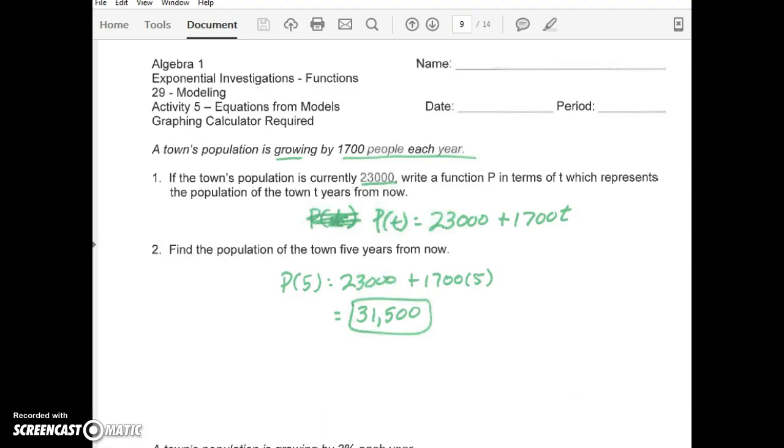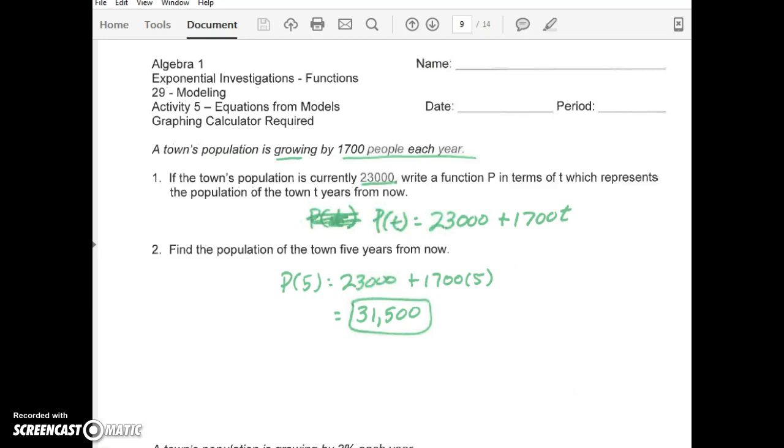In Activity 5 from Section 29, we are creating models from contextual situations. And then we're going to be using those situations to analyze and go a little bit further and actually find some values. So the first problem, we have a town's population is growing by 1,700 people each year. So right there, that number 1,700 increasing every single year, that indicates to me that this is a linear relationship, that we're going to add that same number every single time.